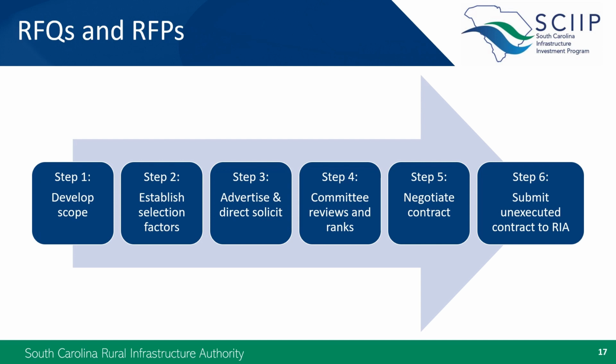If you're going to do an RFQ that is followed by an RFP, you would do steps 1 through 4 for the RFQ, then start over at 1 for the RFP. The only difference would be that you wouldn't publicly advertise the RFP because only the top-ranked firms from the RFQ process would be invited to submit proposals. Let's go into a little more detail on each step.